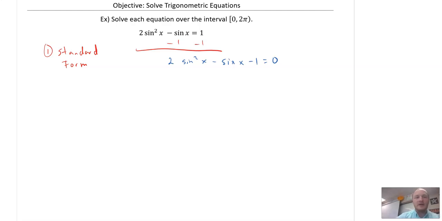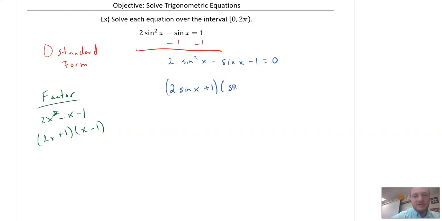Okay, and what you need to think about is, what if it wasn't sine, right? How could I factor 2x squared minus x minus 1? And the answer to that would be 2x plus 1 times x minus 1. So I can go ahead and factor trigonometric equations just the same as I would another polynomial equation. So this is going to give us 2 sine of x plus 1 times sine of x minus 1 equals 0.